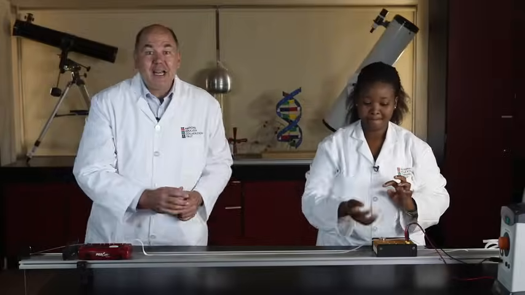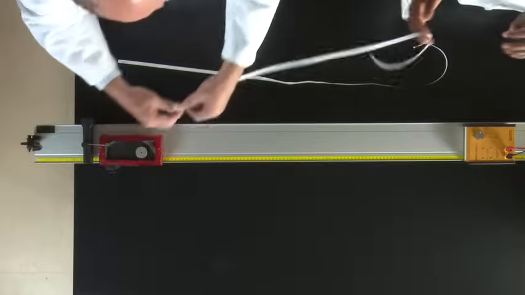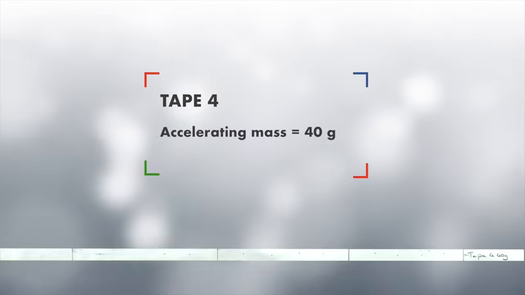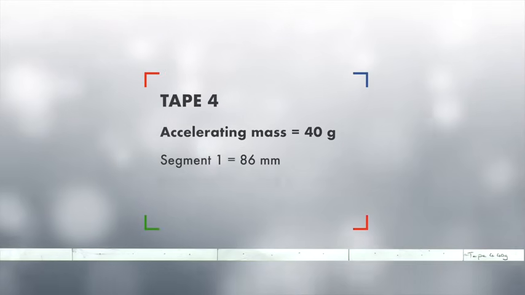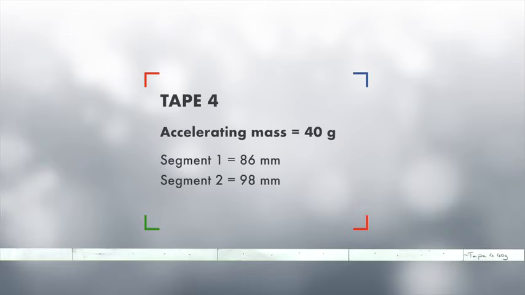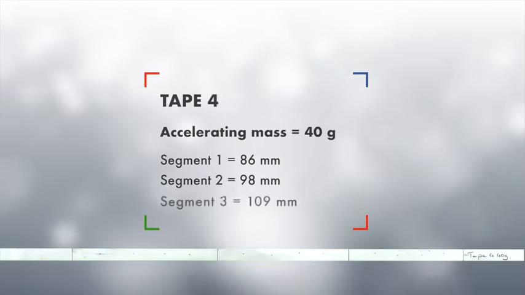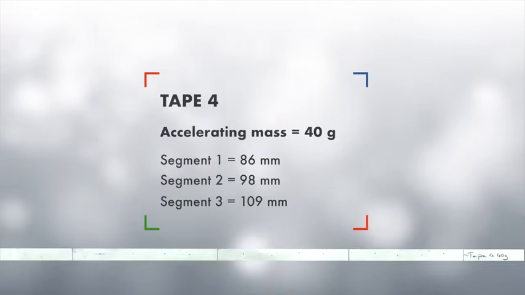And now we analyze tape 4. The accelerating mass is 40 grams. Segment 1, 86 millimeters. Segment 2, 98 millimeters. Segment 3, 109 millimeters.